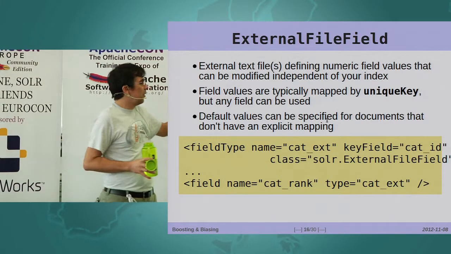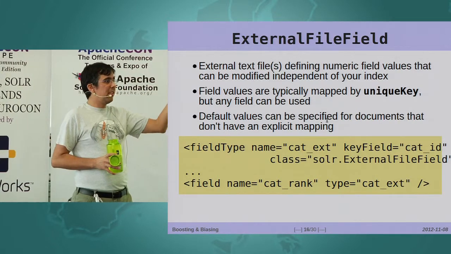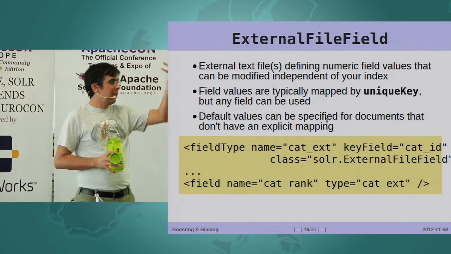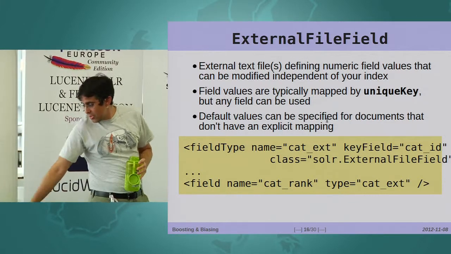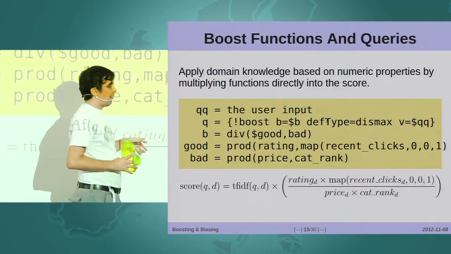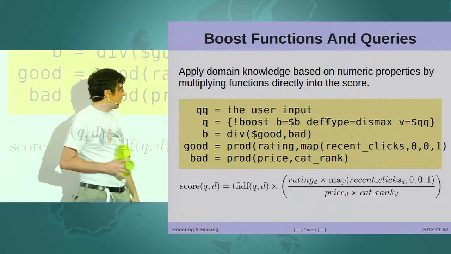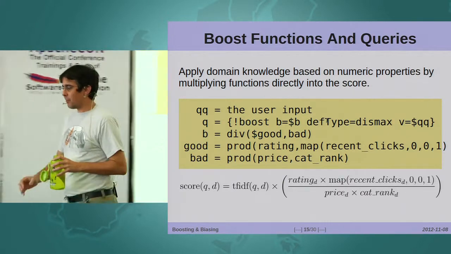But what you can do is express all of that in a simple mapping file where you map some field, like the unique ID of your documents, to their numeric value. And then you can use it. So just like in any of these functions here, you could say, now I'm going to pull the ratings out of my rating field, which happens to be an external file field. I'm going to pull my price from an external field, which happens to be my price field.